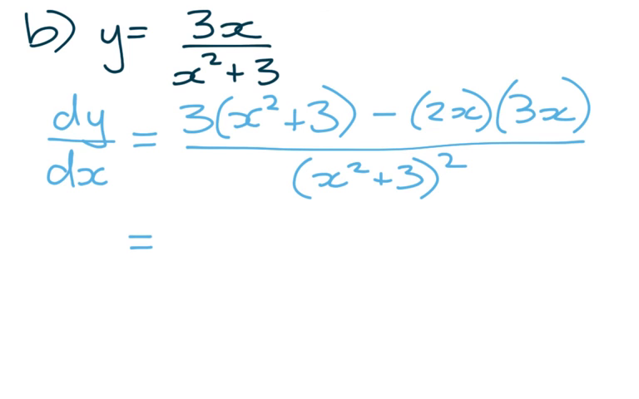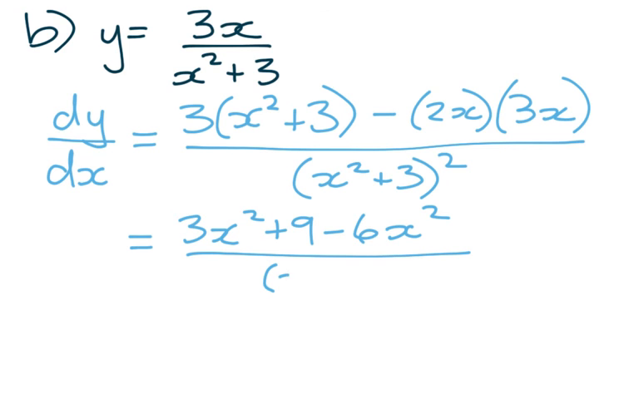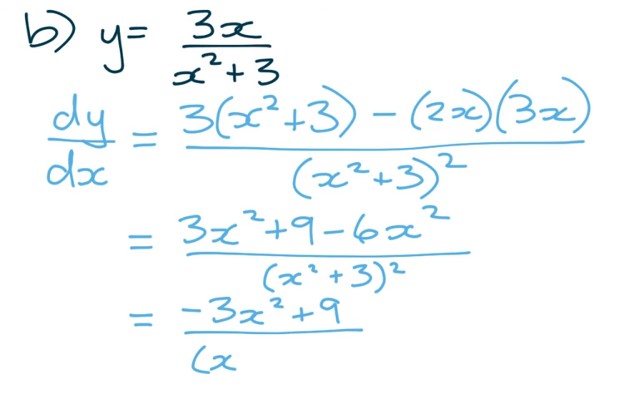And again, if we simplify that numerator, we get 3x squared plus 9, take 6x squared, all over x squared plus 3 all squared. And then again, we just collect our like terms. So we would end up with negative 3x squared plus 9 all over x squared plus 3 all squared. And again, you could factor out the 3 at the top and then simplify that way, but that would be enough for, say, a 3-mark question.